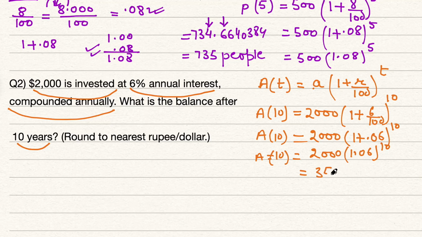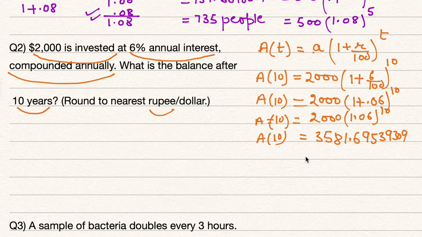This is 3581.69539309. Yes, I think I have written correctly. Okay. So that is the amount after 10 years. Now again we have to round it off to the nearest rupee or dollar, whatever unit we are taking. Because we have to round it off, this digit is greater than 5, so we will increase this 1 by 1, and that will be $3,582 or rupees.